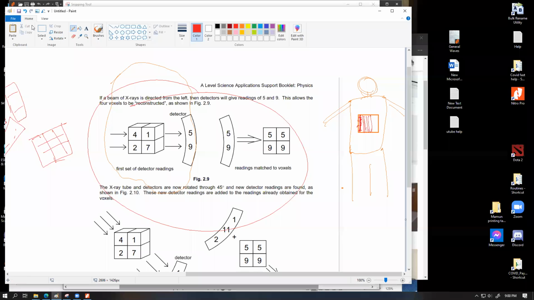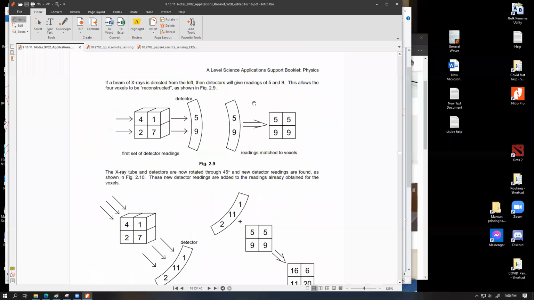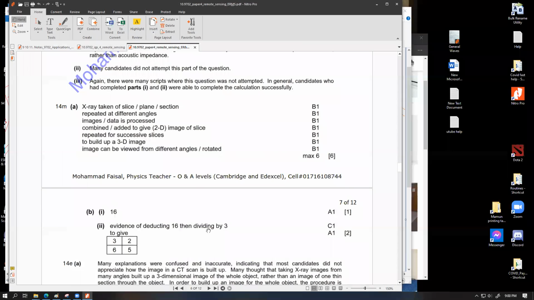So if I go through the sequence once again, have a look. Kids, you have to really understand what is happening over here, otherwise you cannot remember this. You can choose to memorize it, and in many cases that works, but I highly recommend that you understand what is happening. First of all, X-ray is taken in a slice or plane section, repeated at different angles for the same section. Images or data is processed, which means it is combined or added to give a 2D image of the slice. This same thing is repeated for successive slices to build up a 3D image, which can be viewed from different angles or rotated.